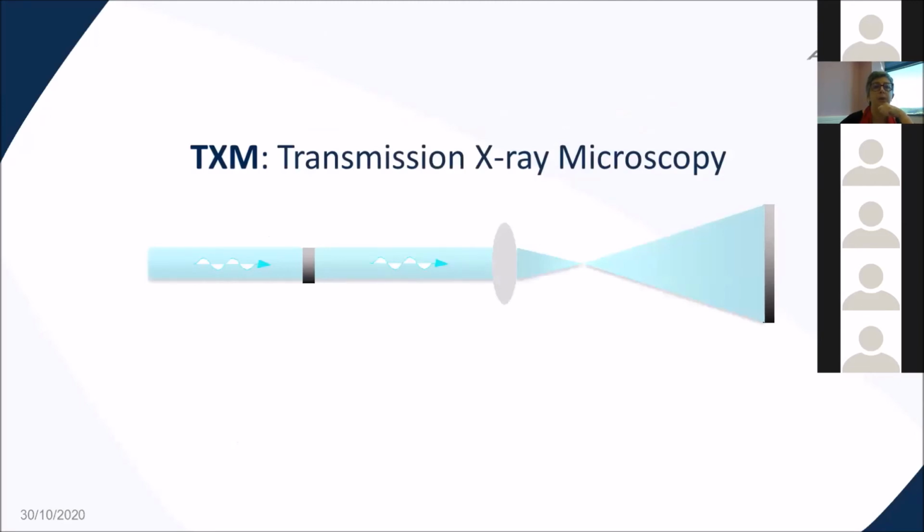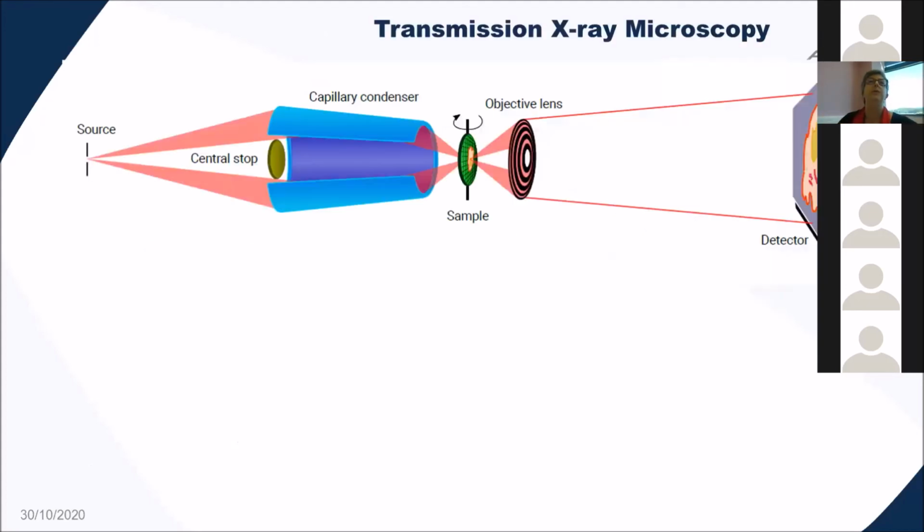Let's move on to the TXM, the transmission X-ray microscope. In this case, it's a full field. In many synchrotrons, there is a scanning TXM. This one is a full field microscope. The X-ray beam is focused onto an area of around 12 micron diameter on a sample by a glass capillary.